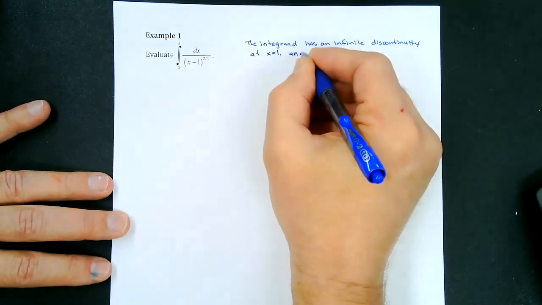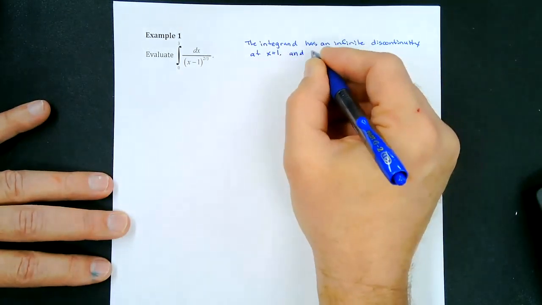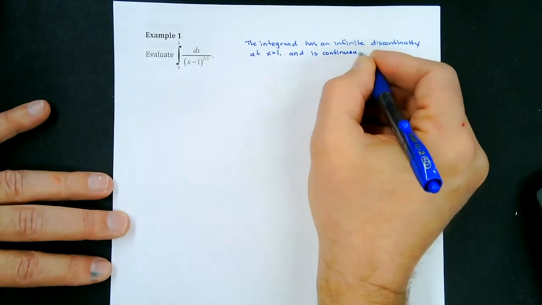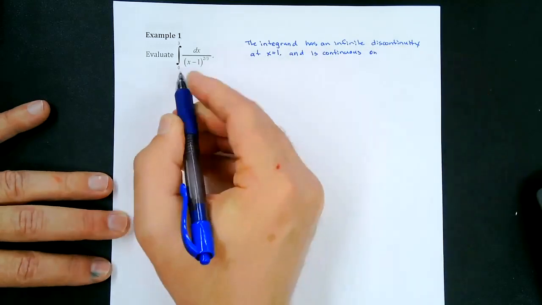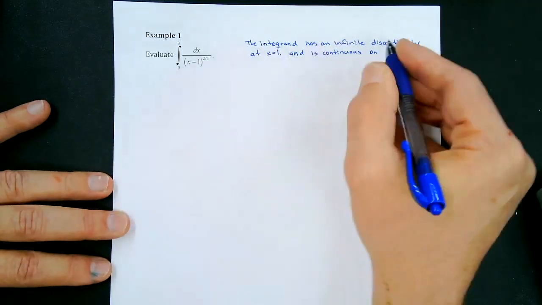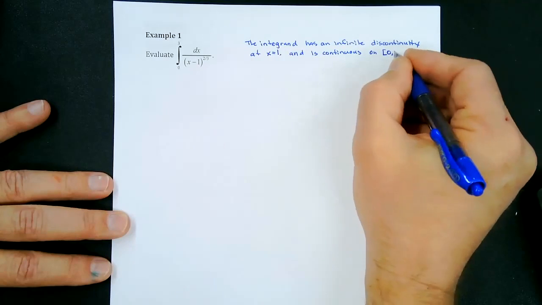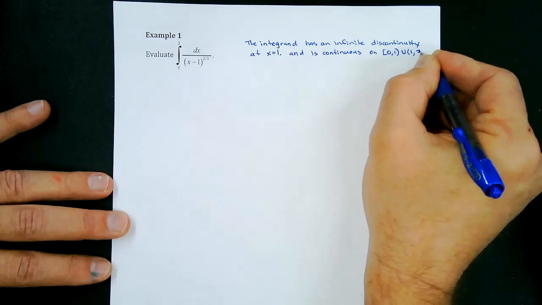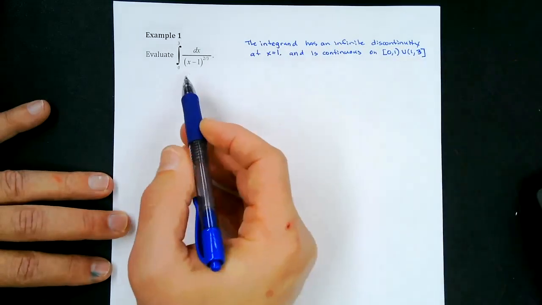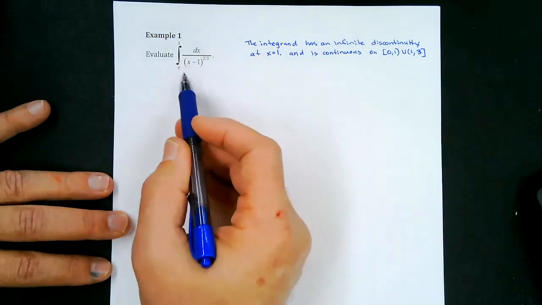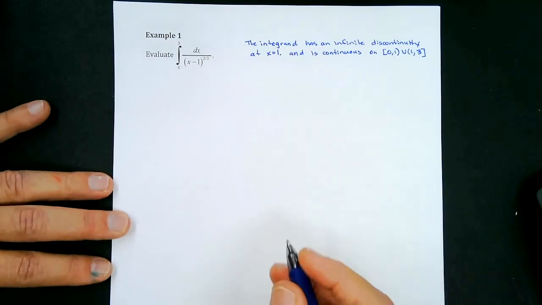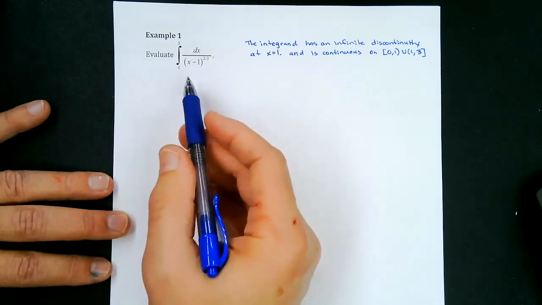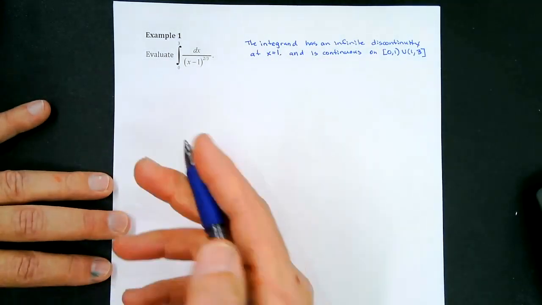And it is continuous starting at 0. So starting at 0 to 1, not including 1, union 1 to 3, including 3. It is continuous at 3, because if we put 3 in here, we can get a value. Okay, so what that means is we've got to break this up into two integrals. And then at x equals 1, we're going to have that infinite discontinuity.